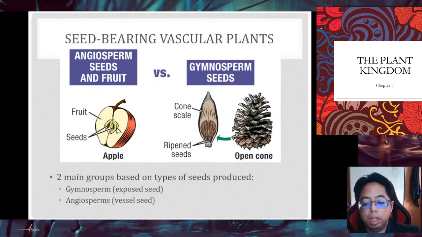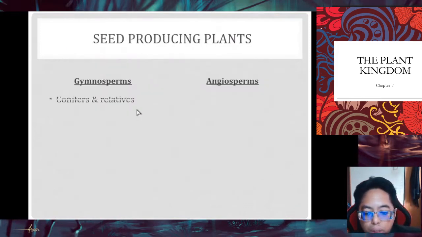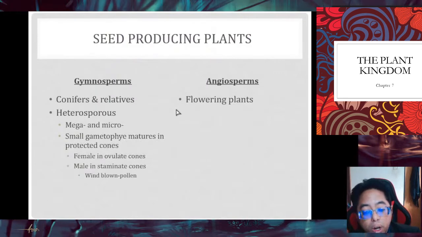Why? Because the organisms eating the fruit will help in dispersing the seed. Like us, like monkeys, like any herbivores, they will eat whatever, right? Then they move around and poop very far away. The seed will come out of the poop, and then it will grow. That's one of the reasons why they have fruits. Gymnosperm is conifer and relatives, and angiosperm is flowering plants.